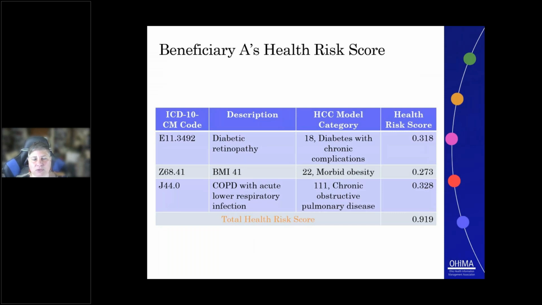When we add the health risk score to each HCC, we can see the condition's impact on future healthcare expenses. So you can see here HCC 18 for diabetic retinopathy has a health risk score of 0.318. In our example, COPD has the highest impact on beneficiary A's health risk score because it has the highest score in this example at 0.328. All the scores are added together for a final health risk score of 0.919.